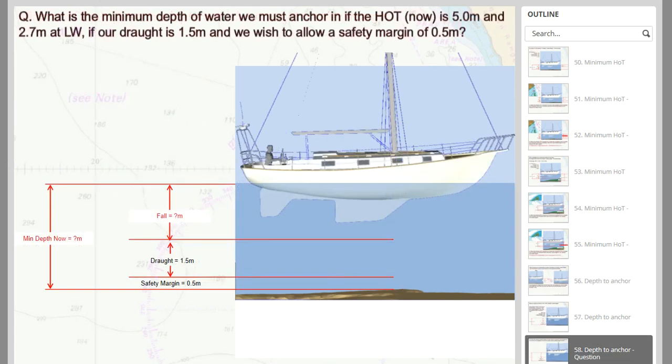Now one for you. What is the minimum depth of water we must anchor in if the height of tide now is 5 meters, is 2.7 meters at LW, if our draft is 1.5 meters, and we wish to allow a safety margin of 0.5 meters?